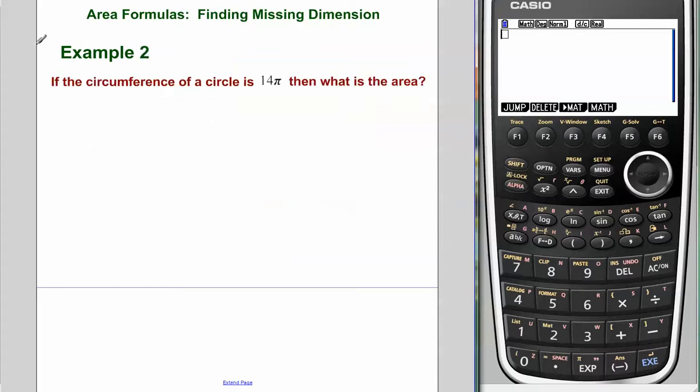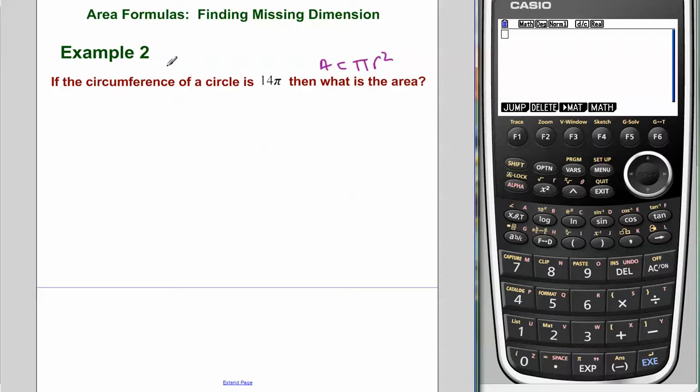Now let's take a look at another example. Our missing dimension on this one is actually our radius, because our formula for area is equal to pi r squared. And it was pi day the other day, by the way. And we need to find our radius.